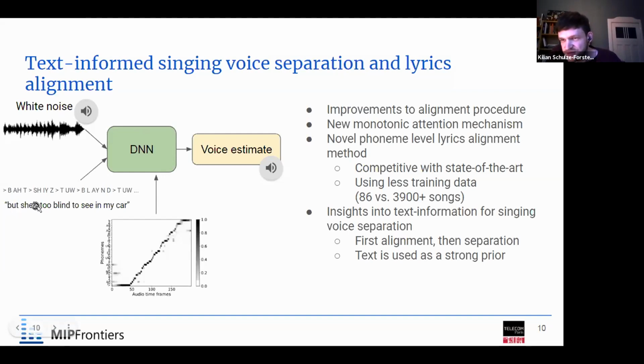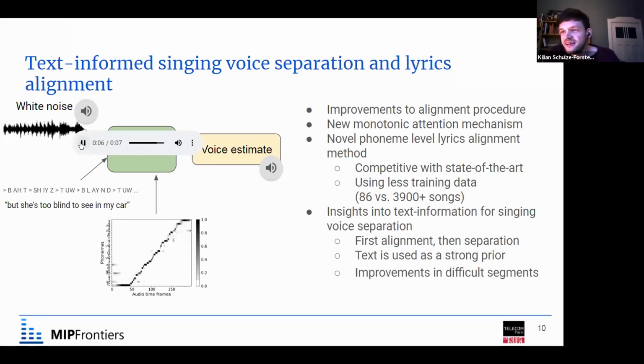Here it was, "But She's Too Blind to See in My Car." It's a song from our MuseDB dataset. And also we gave some alignment information. And I just want to play you what's the output. So here's some white noise. Maybe you should lower a bit the volume, because white noise can be quite harsh. Let's see. Okay, that's just some white noise.